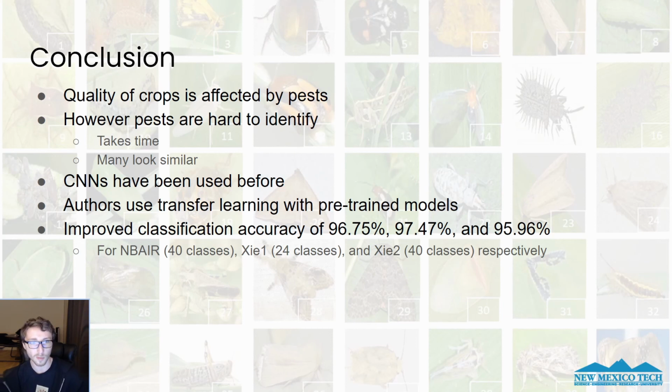Convolutional neural networks have been used before. They've been used for insect classification, they've been used for identifying various plant diseases, and they've been used quite effectively. But in this paper, the authors used transfer learning with pre-trained models to try and get a much better accuracy. And they have. They've had an improved classification accuracy of 96.75%, 97.47%, and 95.96% for the NBAIR, XIE1, and XIE2 data sets respectively.